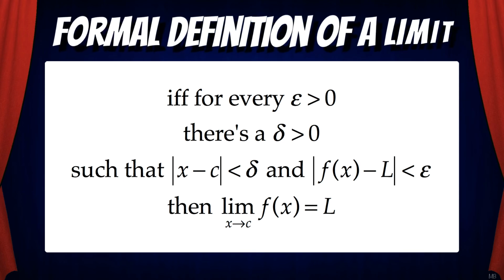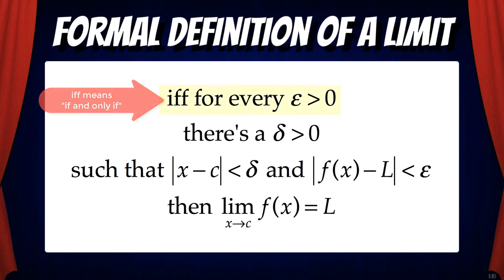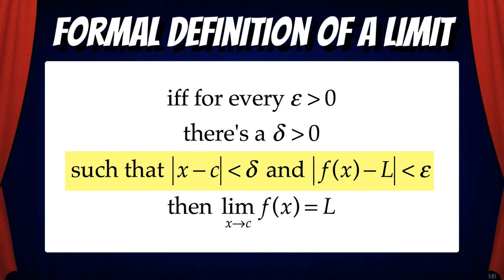So now let's go back to the definition. If for every epsilon greater than 0, there's a delta greater than 0, such that the distance between x and c is less than delta, and the distance between f of x and L is less than epsilon, then the limit of f of x as x approaches c equals L.